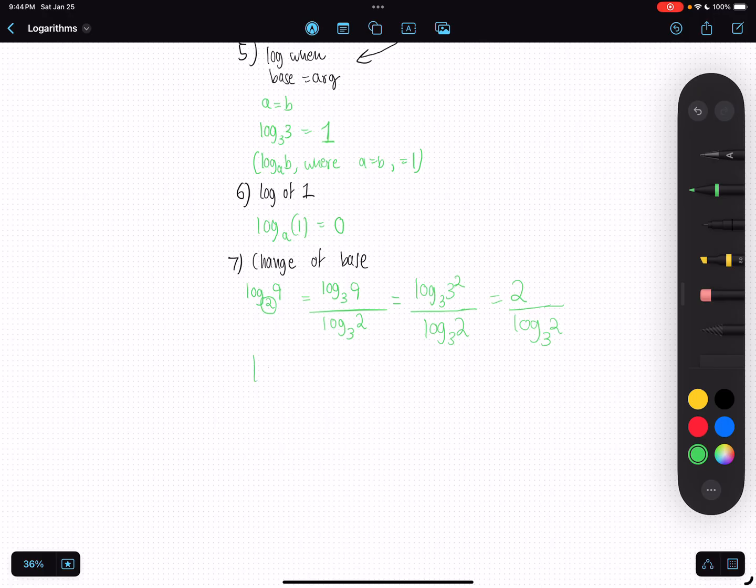You don't have to change the base with this rule. You can just write it as a fraction as well if you need to. So basically you can write log a b is equal to log b upon log a, and if you want to insert any base you want over here, you can if you need to.